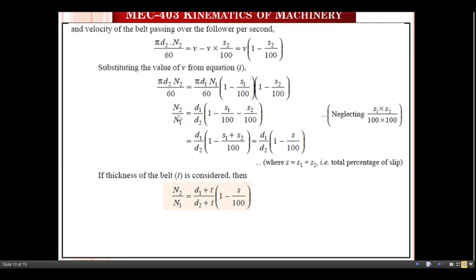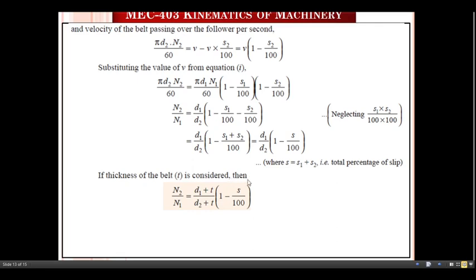gets cancelled, and pi also gets cancelled. So N2 by N1 equals d1 by d2 into (1 minus S1 divided by 100 minus S2 divided by 100). The higher term, S1 multiplied by S2 divided by 100 multiplied by 100, we can neglect. Simplifying, d1 by d2 into (1 minus (S1 plus S2) divided by 100), the base being common. Here S is nothing but the total percentage of slip, that is S1 plus S2.